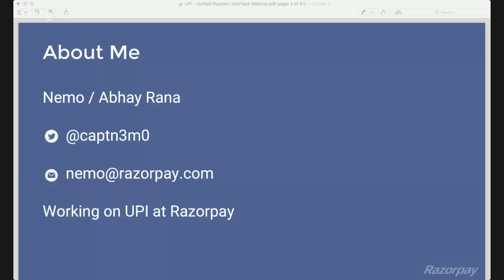UPI is a payment method between two parties. UPI doesn't run a bank account of its own. UPI is not running a nodal account. So if you want something like an escrow payment, you'll have to look elsewhere. UPI doesn't support this feature as of now.